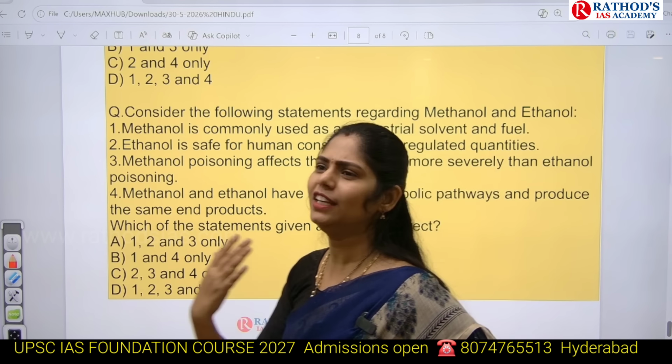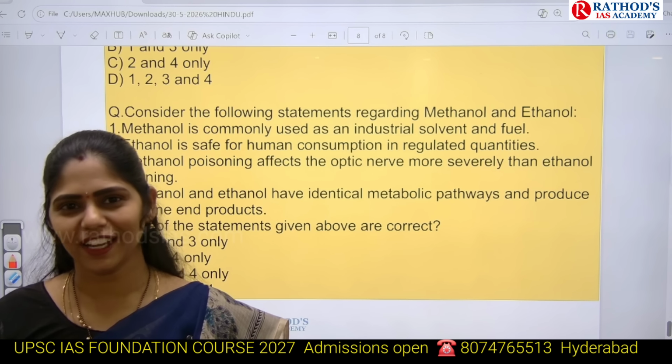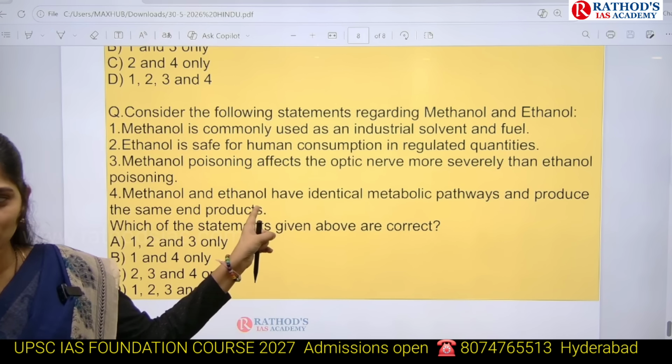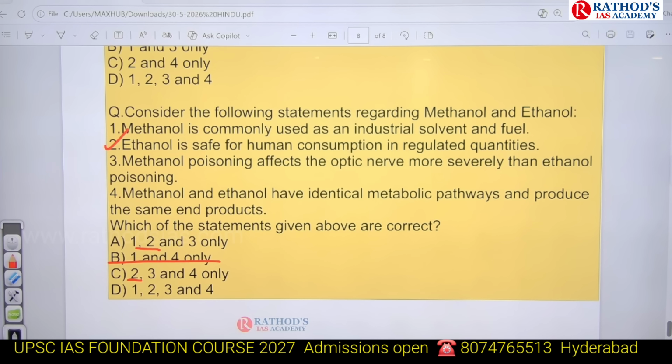Anything in excess is dangerous. So here, in regulated quantities, is that mild or extreme? Regulated means 90 ml, you know, 1 peg, 2 pegs. Yes, is that right or wrong now? Right? So that means in your answer, 2 should be there. I eliminated 1. Next one. Methanol poisoning is more severe than ethanol poisoning. Yes, of course. That means your answer should have 3. Okay, all are having 3.